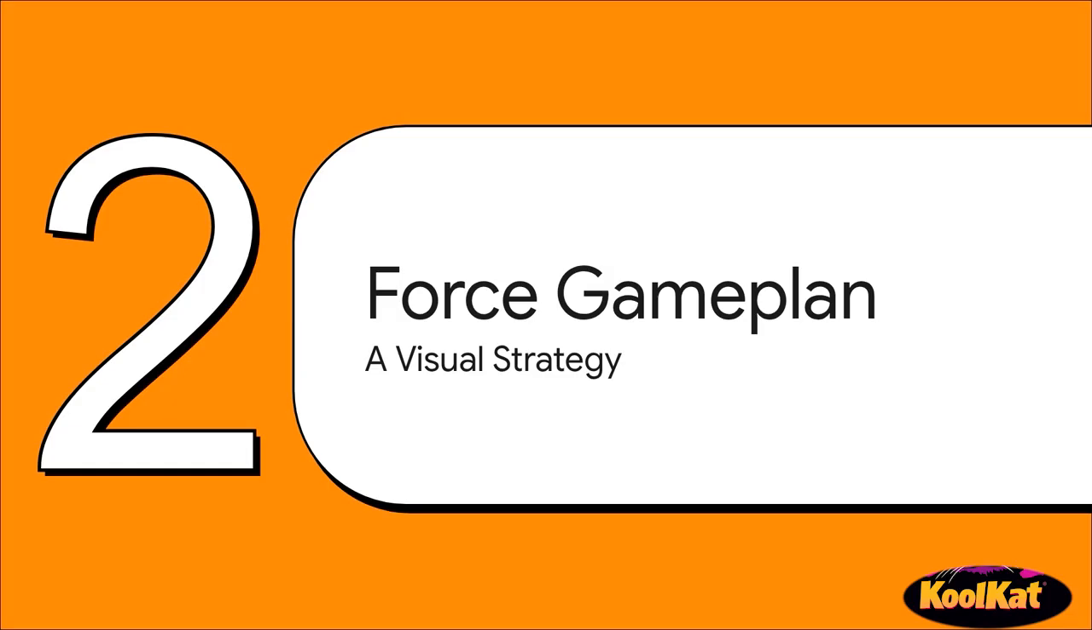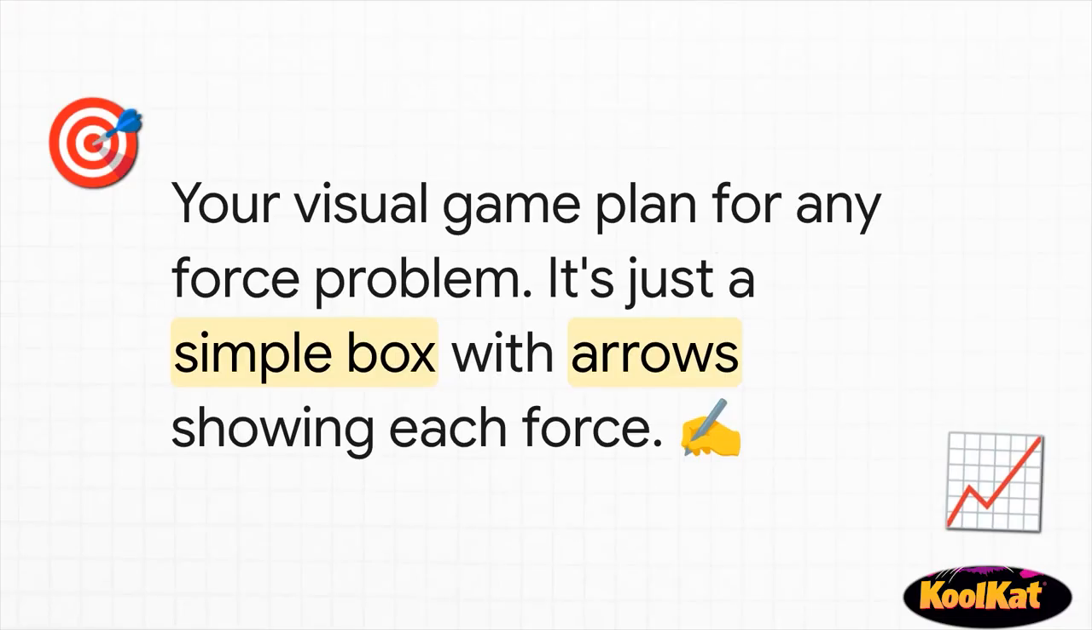Okay, so knowing the formula is awesome, but how do we actually use it when things get complicated? Well, you need a game plan, a visual one. We do this with something called a free body diagram, or FBD for short. Don't let that fancy name fool you. It's just a super simple sketch. You draw a box for your object, and then you draw arrows pointing out from it for every single push or pull. It's the best way to get all your thoughts organized before you even think about grabbing a calculator.